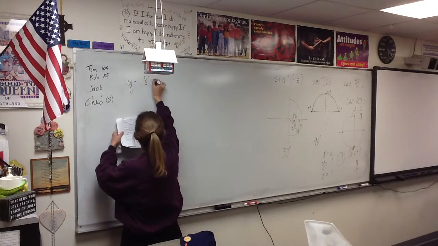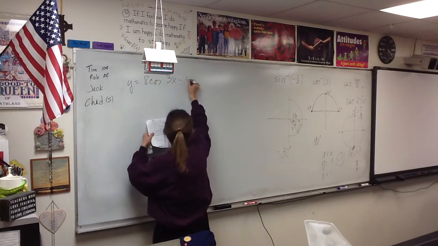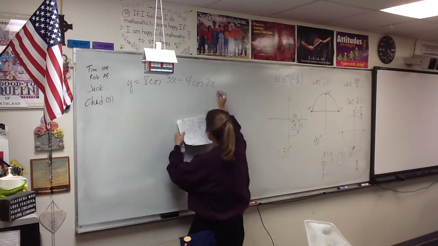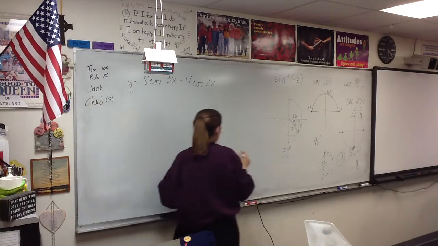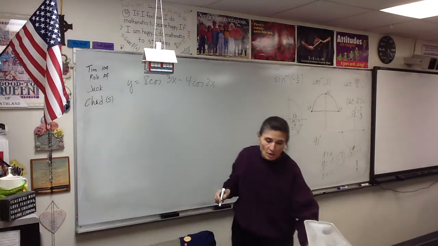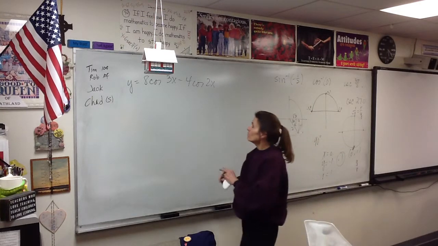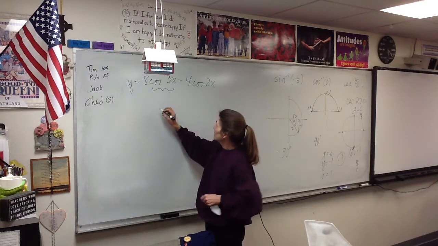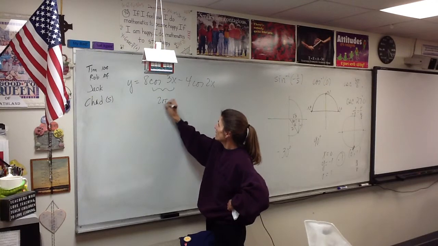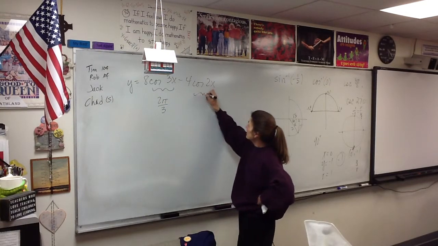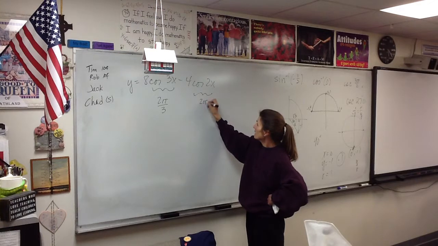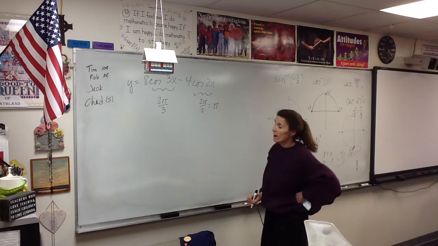So here we go. We have 8 cosine 3x minus 4 cosine 2x. In order to answer both questions, we need to know what its period is. So we are going to look at the period of this, which would be 2 pi divided by 3, and the period of this, which would be 2 pi divided by 2, or pi.